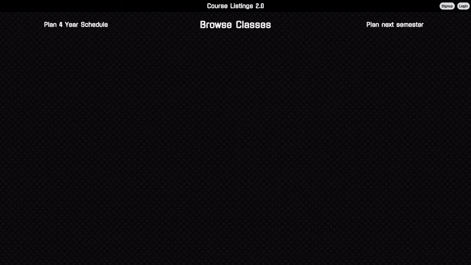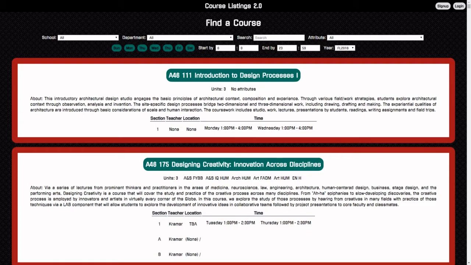First, browse classes. So the browse classes does what it says on the tin. You can search through all the classes WashU offers in fall 2018. You can also look through various previous offerings all the way back to fall 2014.